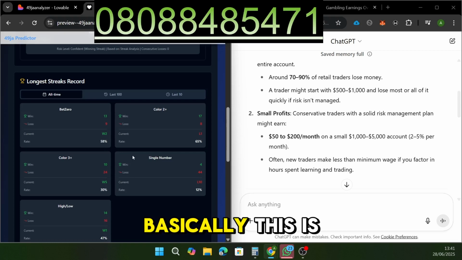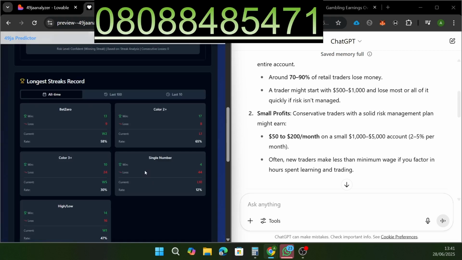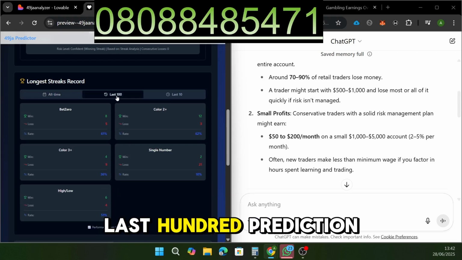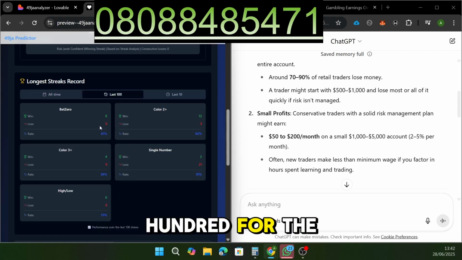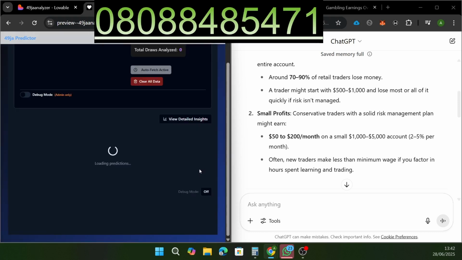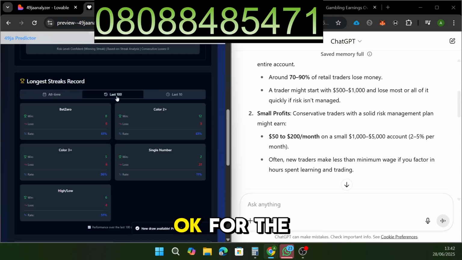So basically, this is the all-time peak. This can happen again, but it's very rare. If you go to the last 100 predictions, the last 100 for the bet zero is 5, for the 2 plus is 3, for the 3 plus is 9, for the single number is 21, and for the high low is 4.